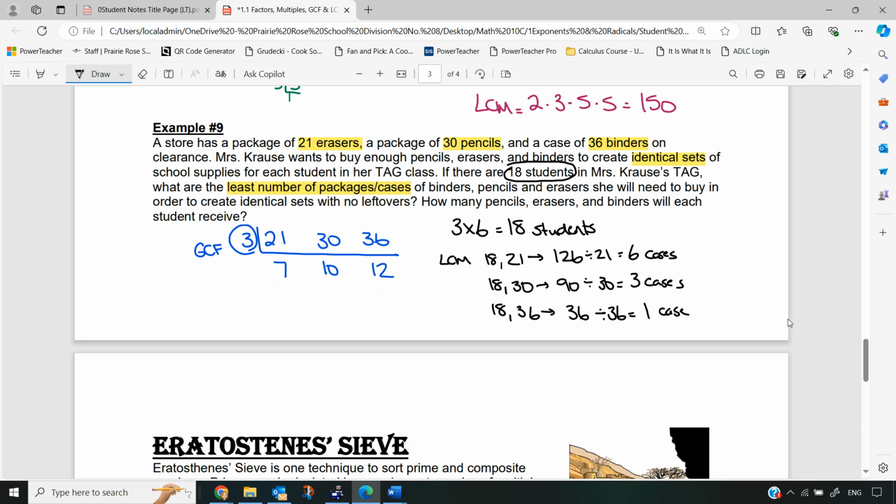How many of each package will I need to buy? I'm going to need 6 cases of erasers. I'm going to need 3 cases of pencils, and I'm going to need 1 case of binders. The next part to that is how many pencils, erasers, and binders will each student receive?